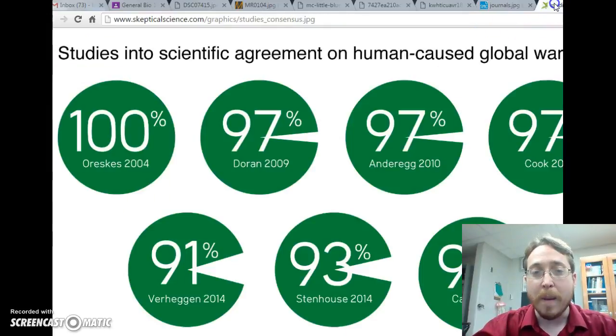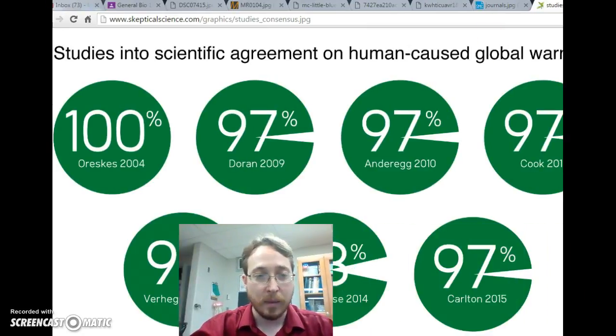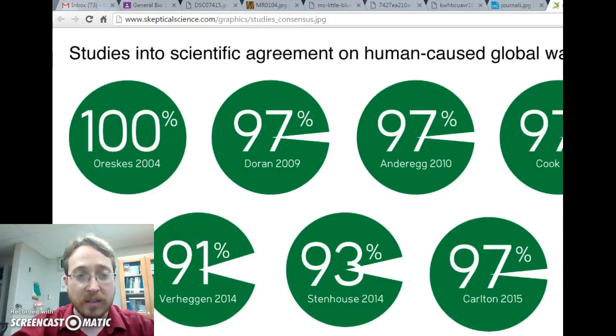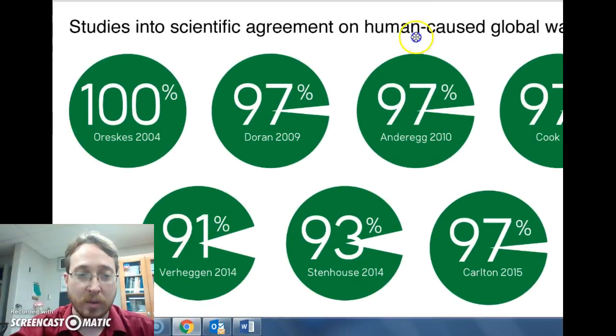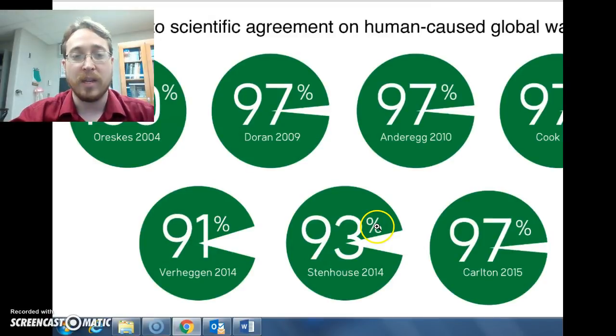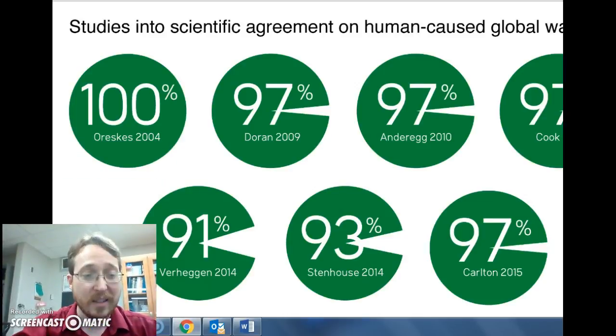A consensus means most of the scientists in the world agree. This is a list of surveys that scientists have done about whether humans cause global warming. In 2004, 100% of the scientists surveyed agreed. In 2009, 97% agreed. In 2010, 97% agreed. In 2013, 97% agreed. In 2014, 91% agreed. In 2014, in a different study, 93% agreed. In 2015, 97% agreed. This is a consensus.